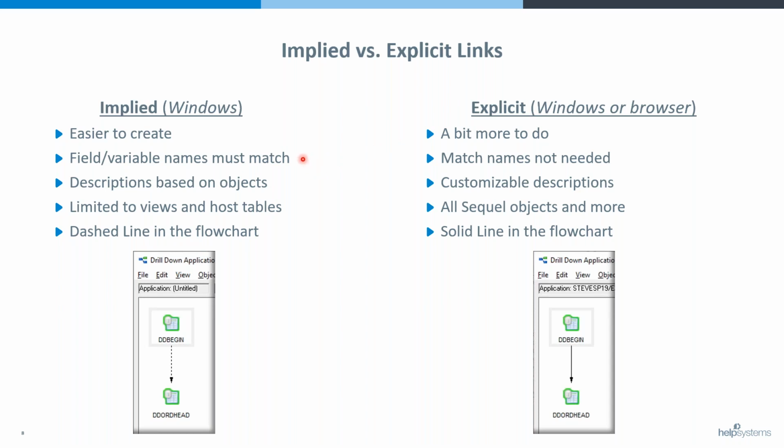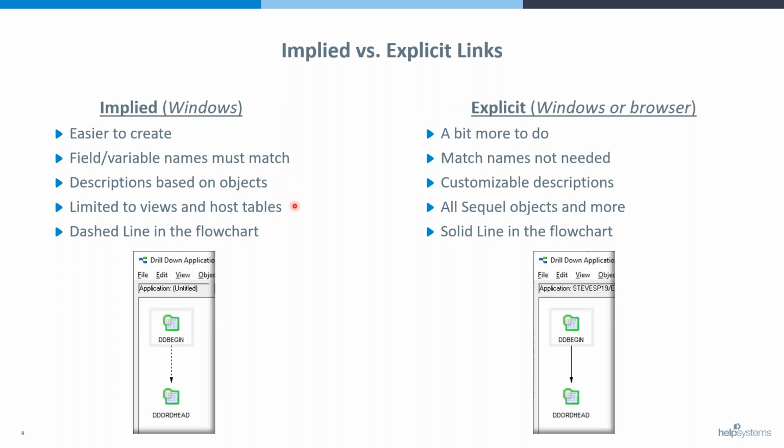First off, the implied links only work when there's matching names. A field name matching a variable name exactly will allow it to work. Otherwise, it doesn't. Whereas with your explicit links, the names of your fields or variables do not have to match. You have full control. You also don't have the same level of description that you can apply to the drill down paths, what I like to call the menu choices.